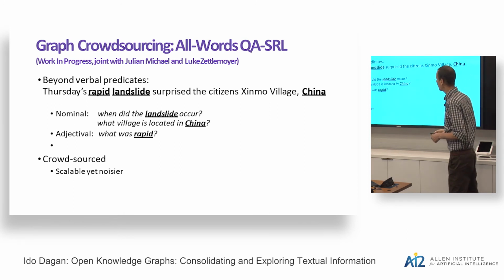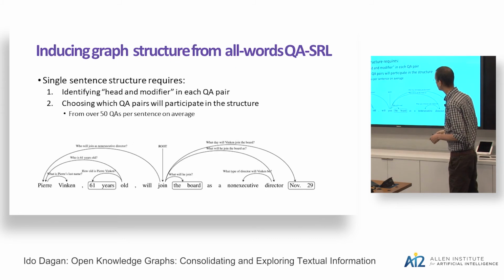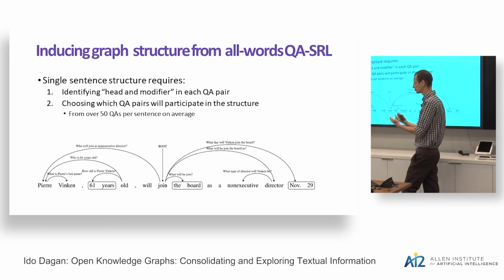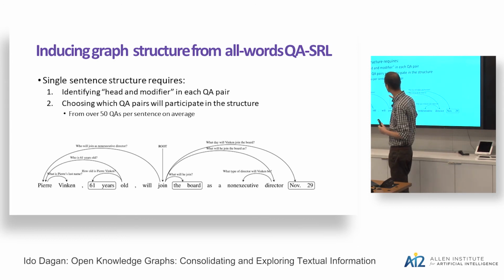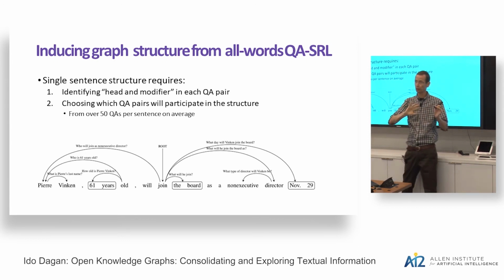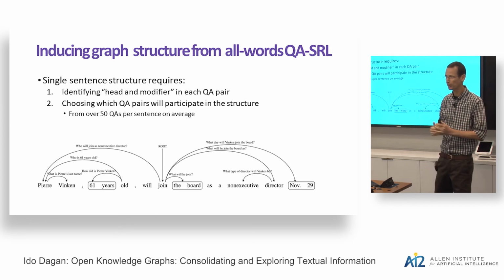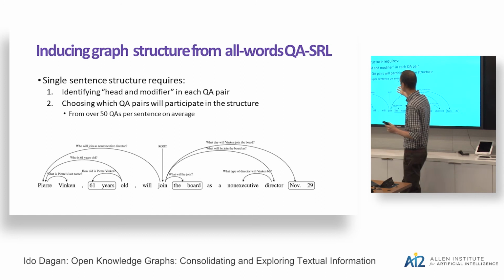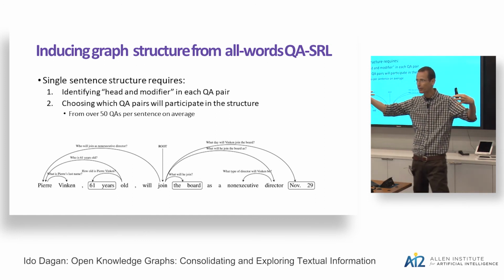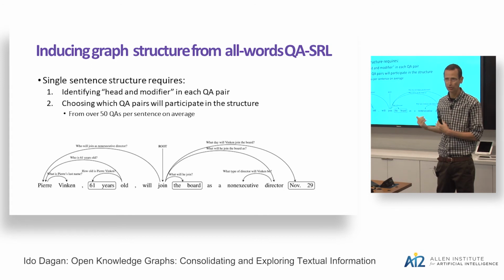And the idea, which is what Gabi, my student, is working on, and we are now joining forces in all these steps, is to try, from this noisy set of question-answer pairs that relate all words to all words, I mean all the words that are related to each other, and on average you get over 50 question-answer pairs per sentence, to derive the skeleton graph structure that you are after.